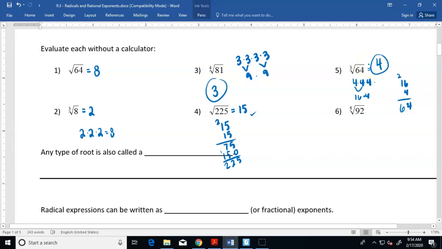And this one might be wrong. Change that. This is a typo on the worksheet right here. Change this to a 32. It's a typo on the worksheet.